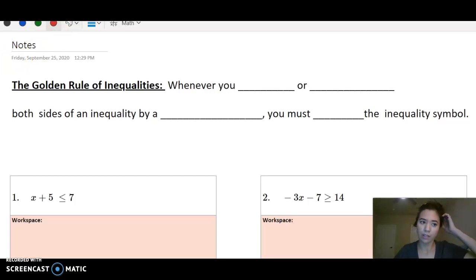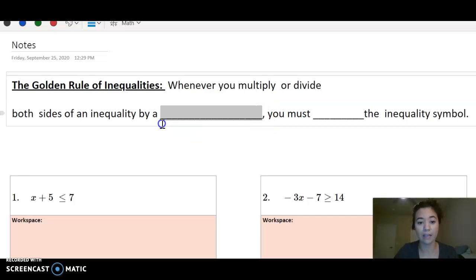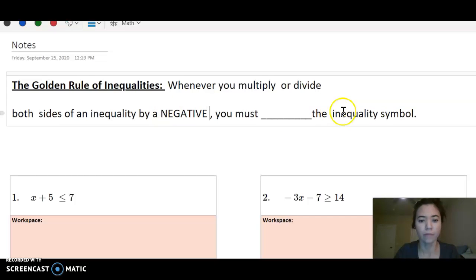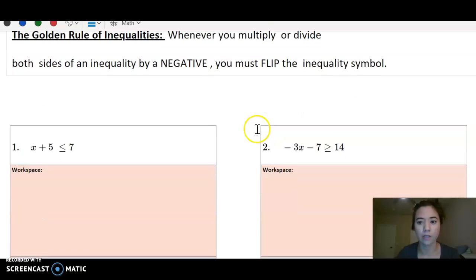There's one key thing you need to know before you're solving them, and that is whenever you multiply or divide both sides of the inequality by a negative, you must flip the sign. So again, if you ever divide or multiply both sides by a negative, you have to flip the sign. If it's a less than sign, you'll flip it to a greater than sign. And that will make more sense here when we do an example.